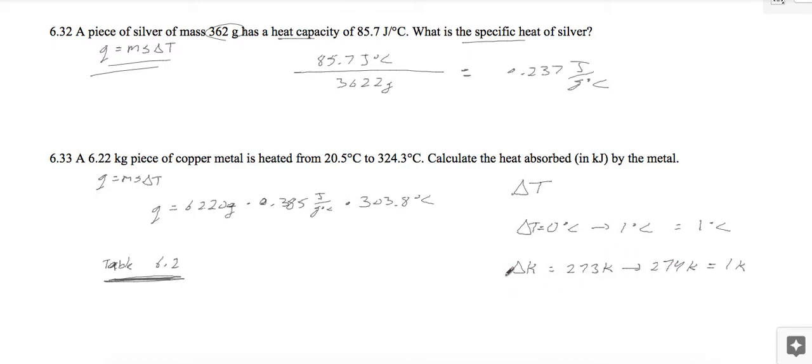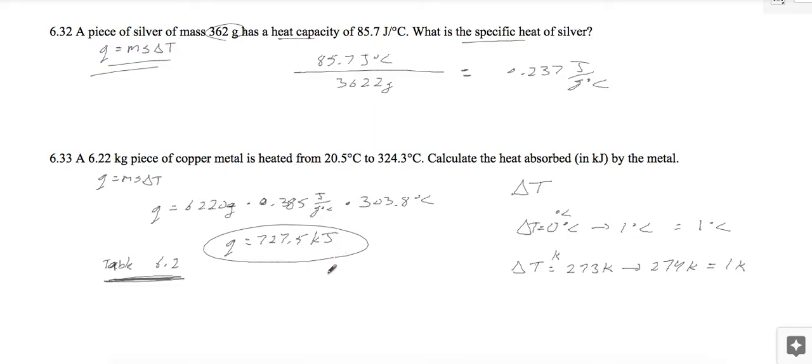So when we are looking at the change in temperature, the change in temperature in degrees Celsius is going to be the same as the change in temperature in Kelvin. So either way, Celsius or Kelvin, we are fine here. So we end up doing all of the work here. Q is equal to 727.5 kilojoules. Notice my answer is in kilojoules.